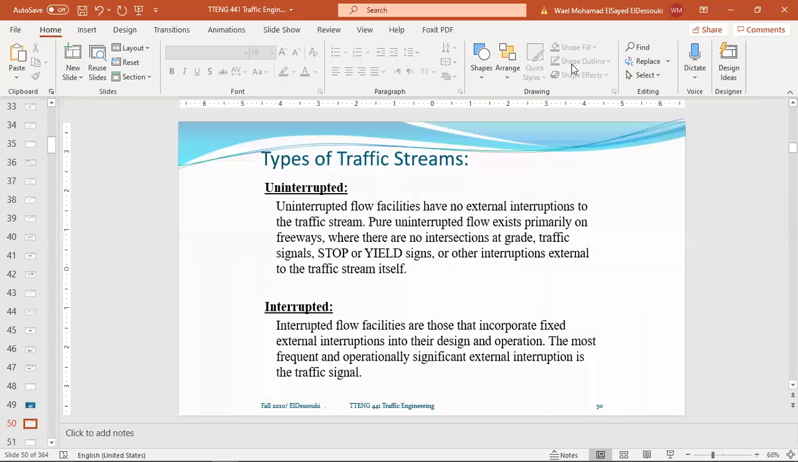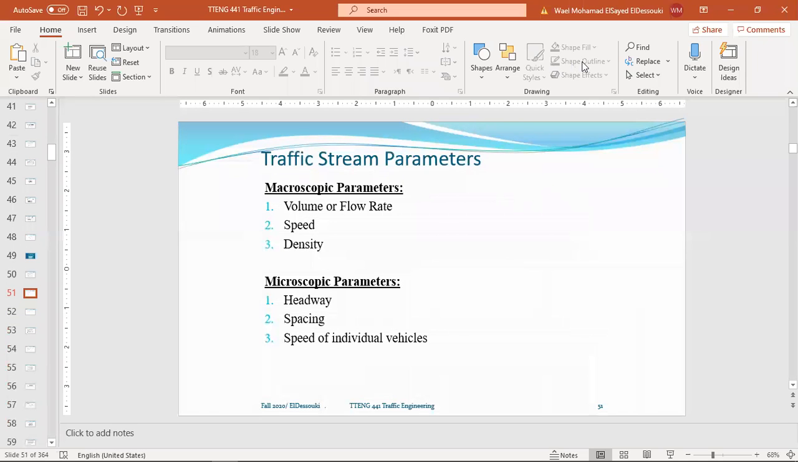On the other hand, when we talk about interrupted traffic facilities, we are talking about any road or street where there's a stop sign, a roundabout, a pedestrian crossing, or a traffic light. These are interrupted, and the interruption is by design. There is an interruption in the structure of that road or facility.